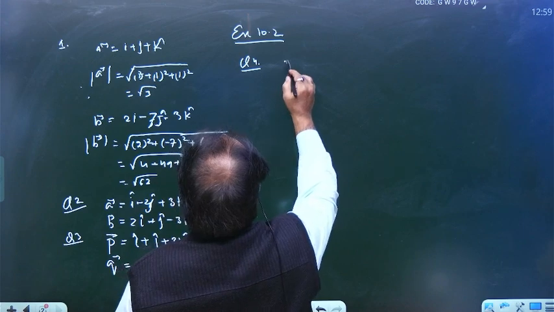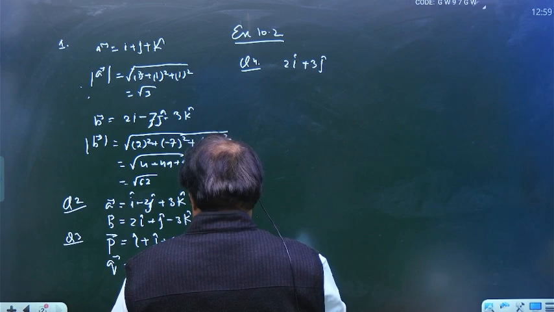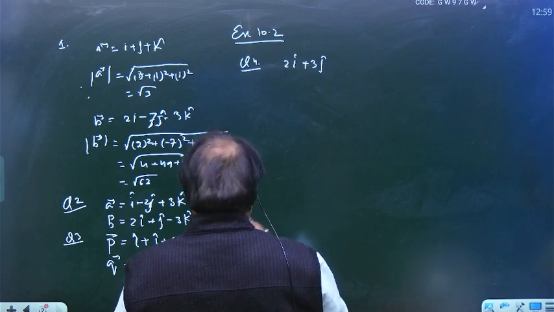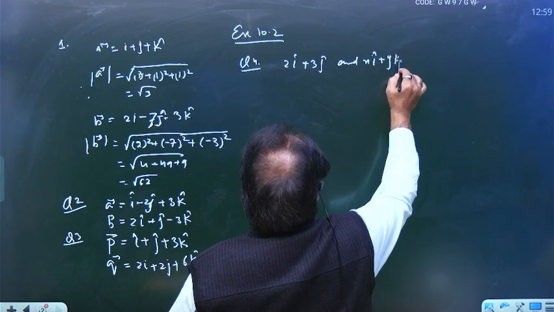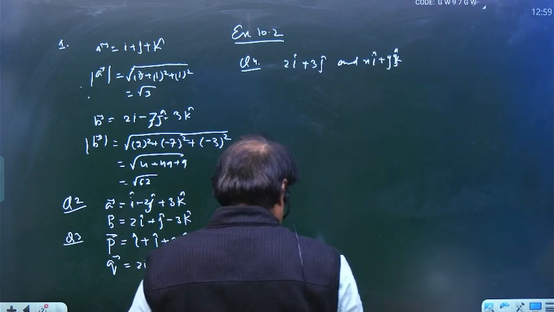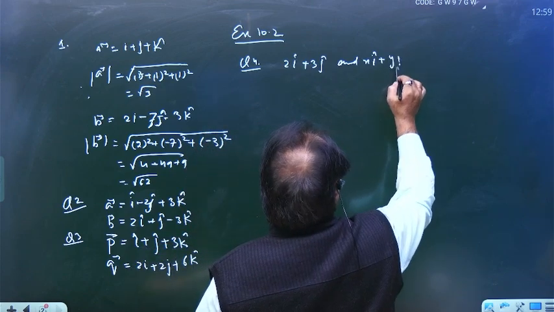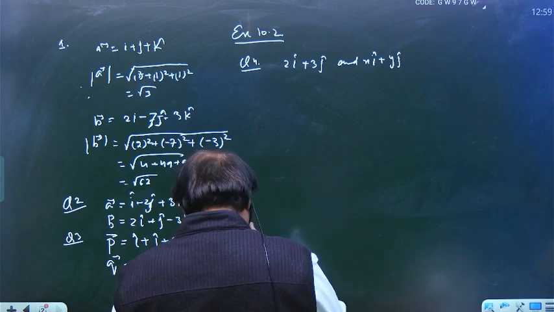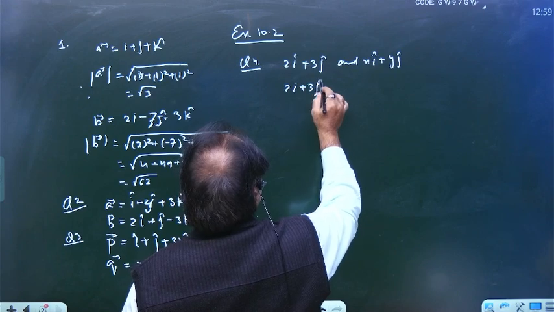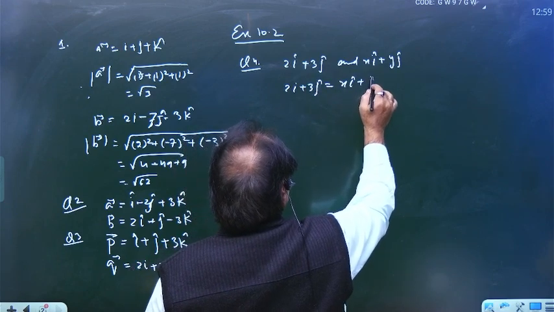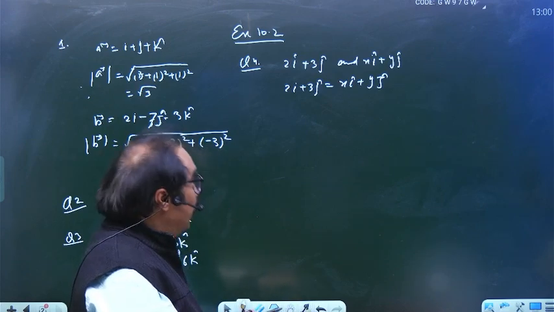Two given vectors, 2i cap plus 3j cap and xi cap plus yj cap, are equal. Okay, this is the question. According to the question, 2i cap plus 3j cap is equal to xi cap plus yj cap, and we have to find the value of x and y.